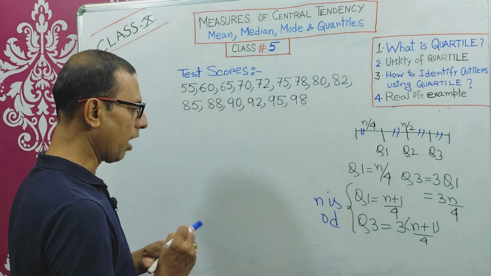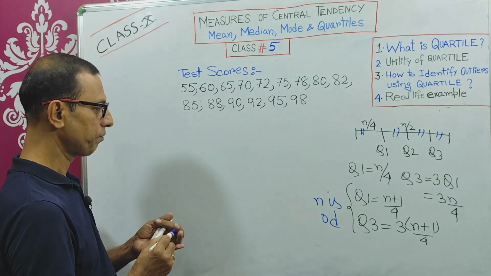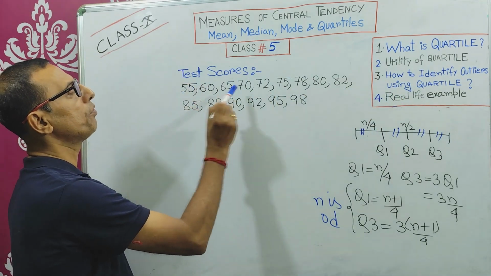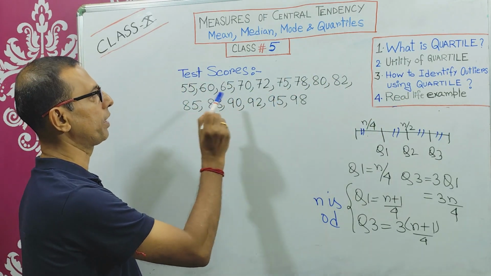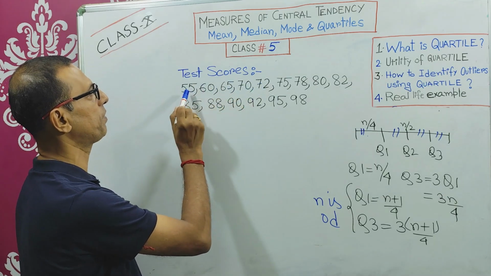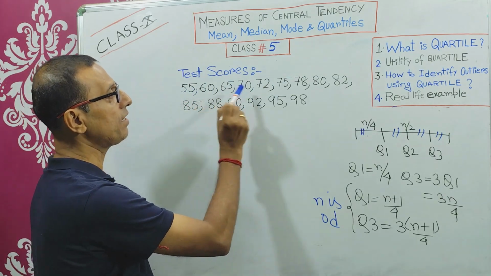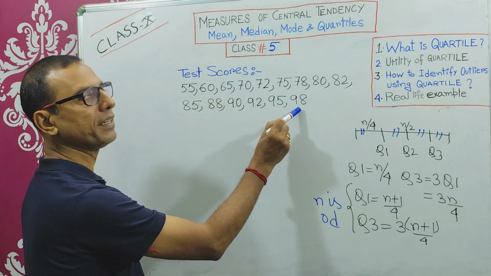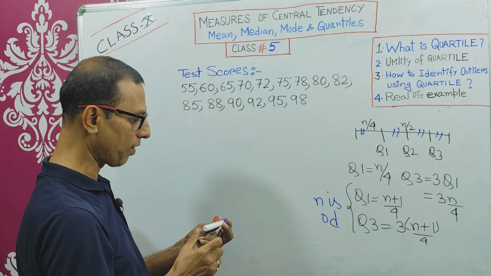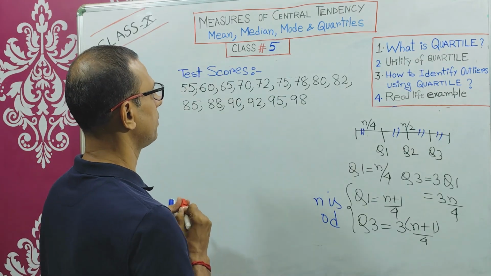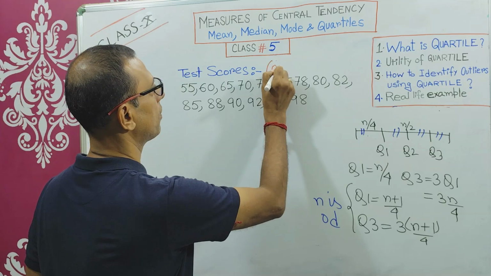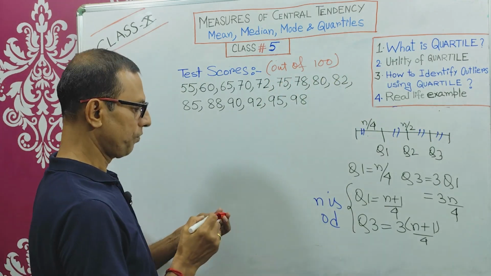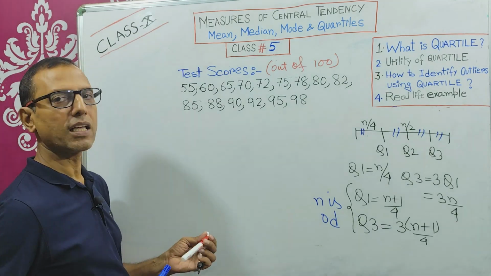Now understand here, a real life example. A few test scores are given for students: 55, 60, 65, 70, and so on. I have already arranged all the numbers in ascending order. So 55 is the lowest number and 98 is the highest number, out of a total score of 100. 55 is the lowest score and 98 is the highest score.